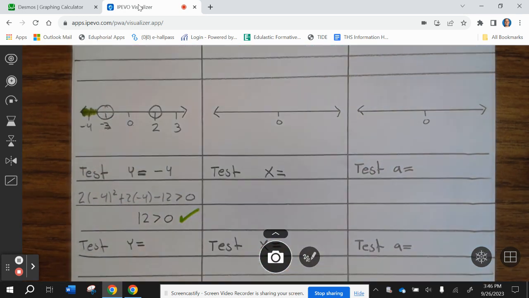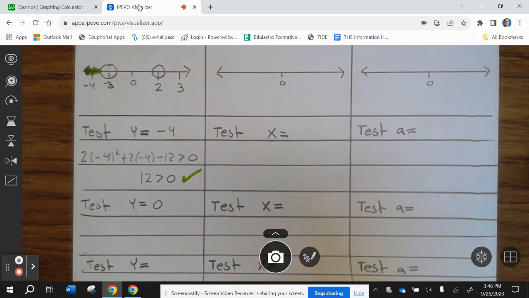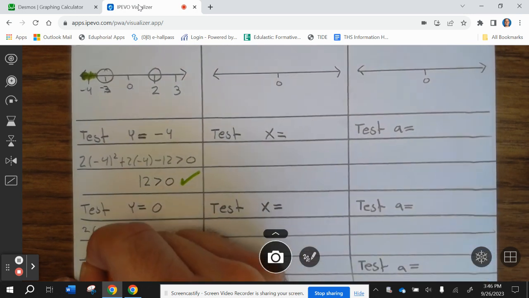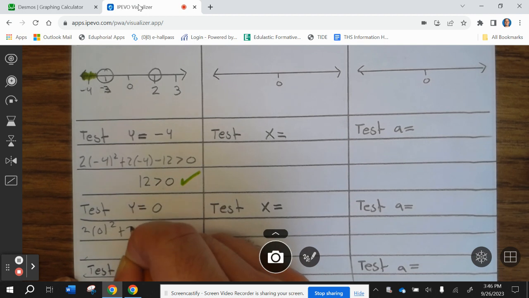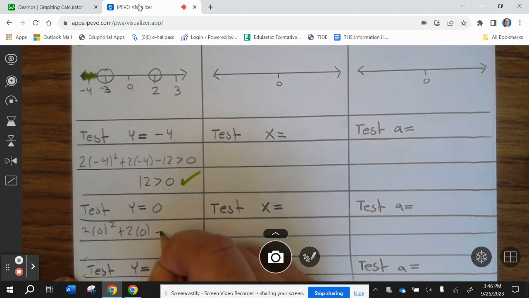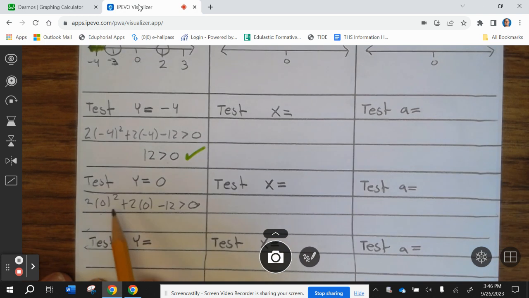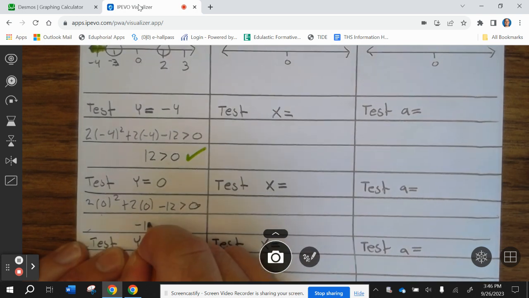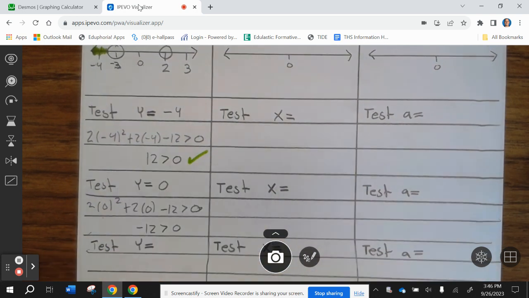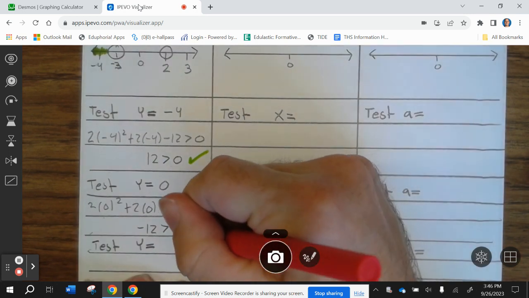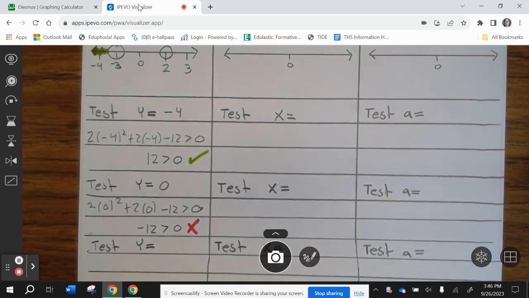Okay, now let's test y equals 0. Okay, so that's 2 times 0 squared plus 2 times 0 minus 12 greater than 0. Now, that's 0, we're left with negative 12 greater than 0. That is false, so we don't shade there, okay?